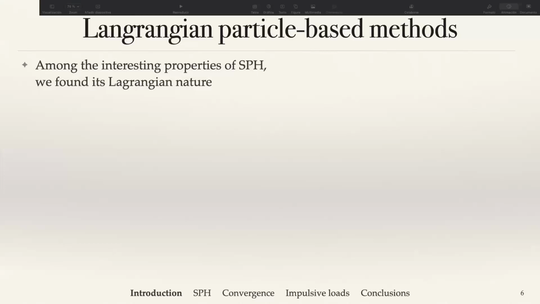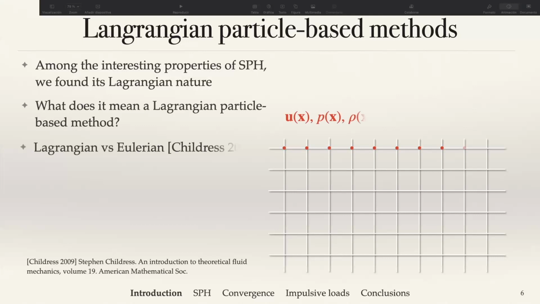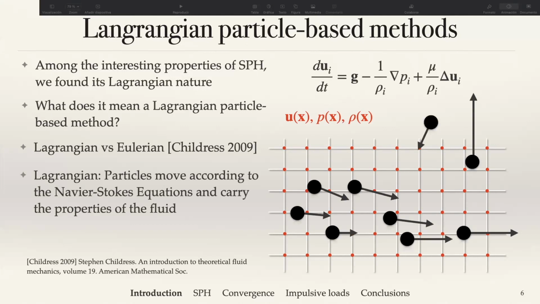Now, among the different features that make SPH interesting, we find its Lagrangian nature. So, what does it mean to be a Lagrangian particle-based method? Basically, and having in mind the difference between Eulerian and Lagrangian methods, an Eulerian method consists in considering the fluid properties as continuous fields, and then choosing a discrete fixed grid where we discretize these fields, and with these discrete fields, we build the algorithm. On the other hand, in the Lagrangian framework, particles are considered discrete from the beginning, carry the properties of the fluid, and move according to a discrete version of our motion equations, in this case, the Navier-Stokes equation.